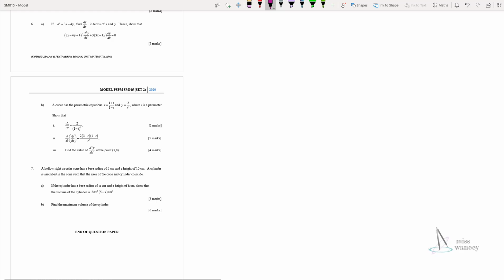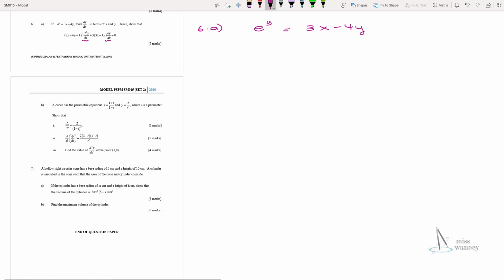If e^y equals 3x minus 4y, find dy over dx in terms of x and y. Hence show that, okay, so basically we have a second derivative over there. We need to prove it is equal to 0. Okay, so number 6a, we got e^y equal to 3x minus 4y.